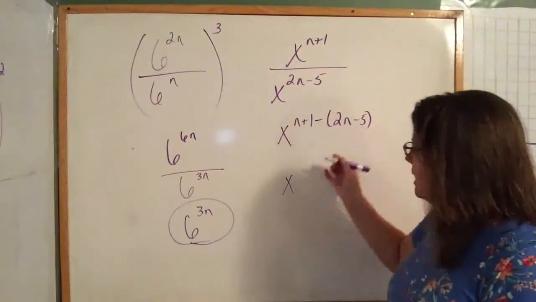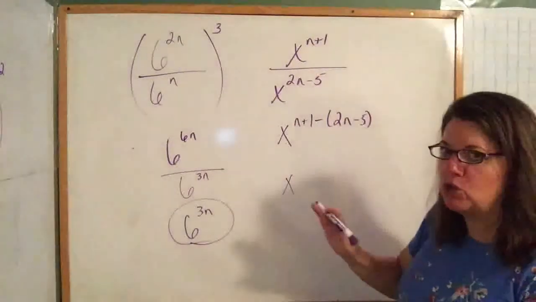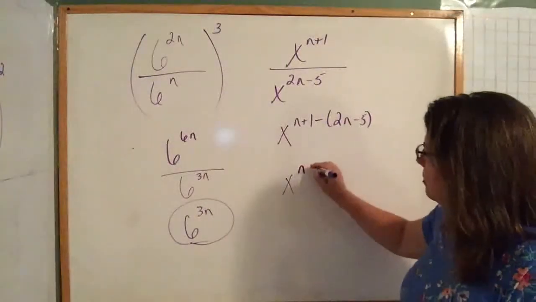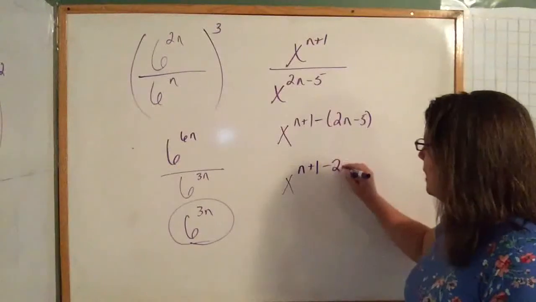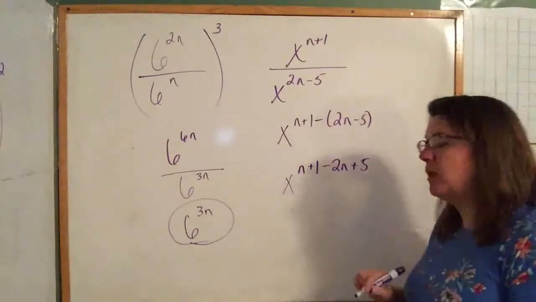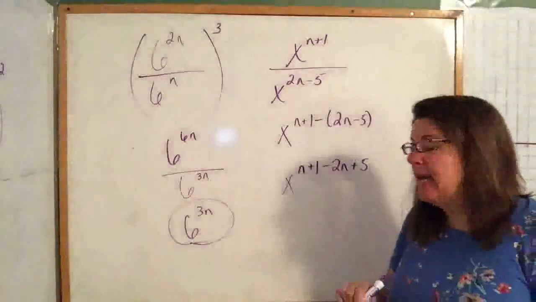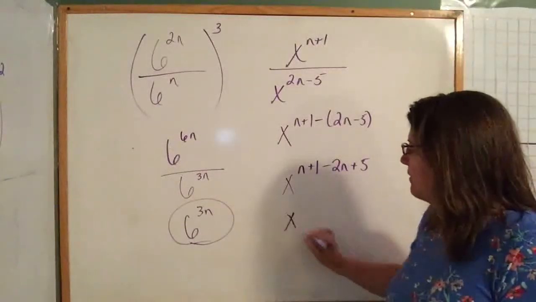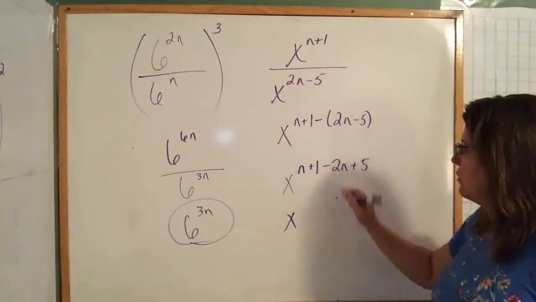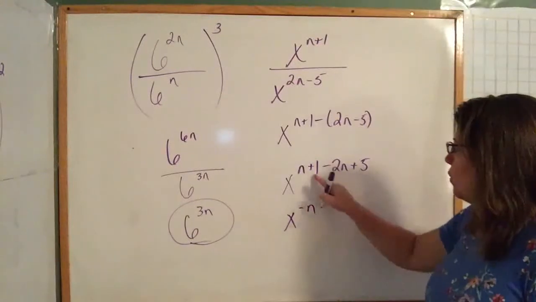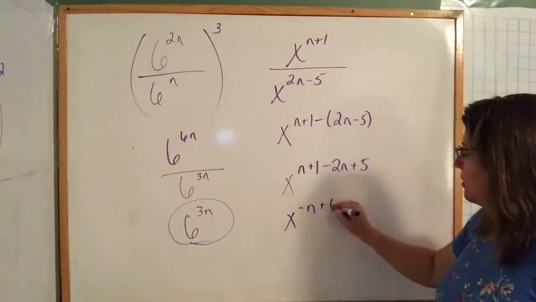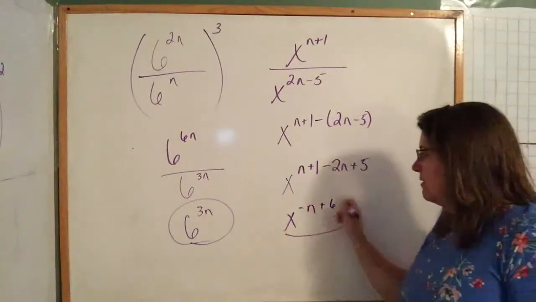And what this really means, and I'm going to do some extra steps here, you might not need to do all these: n plus 1 minus 2n plus 5. That's what I have when I distribute the minus sign. And now I'm going to add my exponents. So I've got x, n minus 2n is negative n, and 1 plus 5 is plus 6. So this is my exponent.